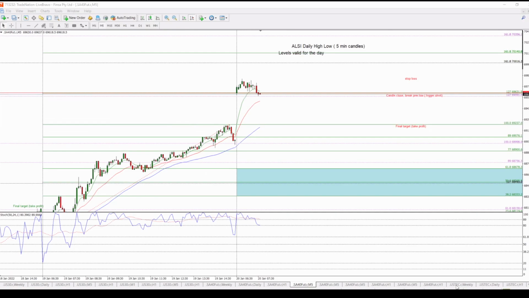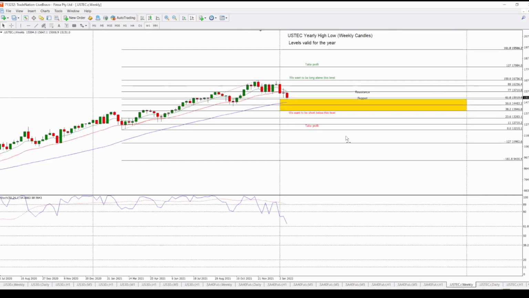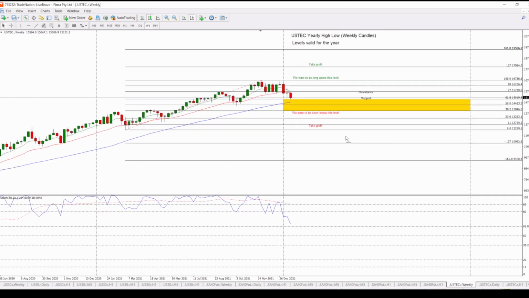Awesome. Let's move on to US Tech real quick. US Tech yearly high low, weekly time frame, current level of support. We've bounced off that 61.8. That is the support. Open resistance at 77. So we're trading in between those two levels.